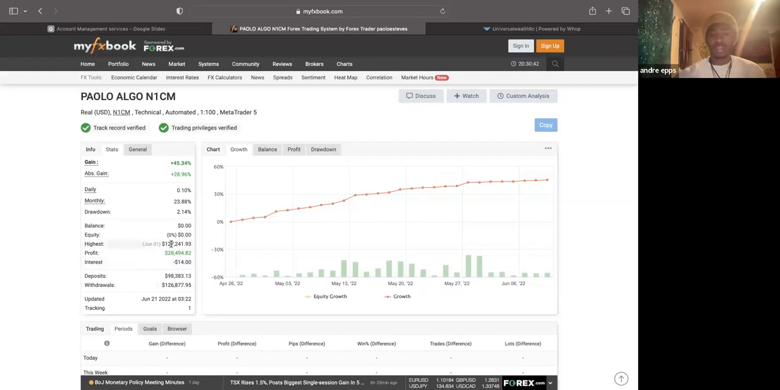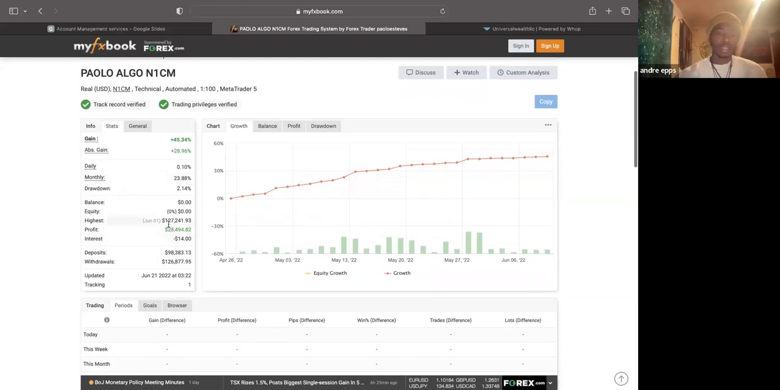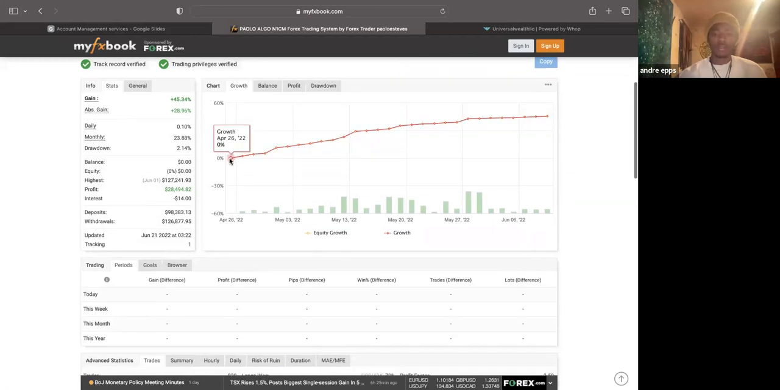There was a deposit and a withdrawal as well. An average 23.88% monthly return. This client did deposit $98,000. They generated $28,000 that month. They withdrew $126,000. Okay, so obviously we can break this down into increments. On April 6th, on April 26th, we was at 0%. Okay, by the time we got to May 8th or May 9th, we was up 14%.